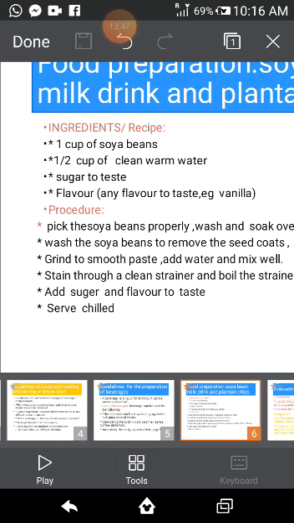What is the procedure? Pick the soya beans, pick away the stones and dirt from it. Wash it properly and soak it in warm water in order to make it easy for you to remove the seed coats. After pulling the seed coats and washing it, grind to smooth paste.